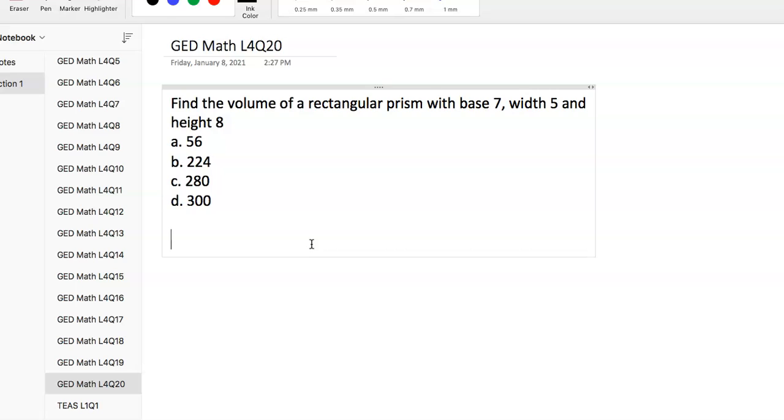Let's see here, what do we have left? Volume of a rectangular prism. Volume is a little easier. For volume of a rectangular prism, it's just base times height. The width we disregard, and we just know that we have a base of 7 and a height of 8. 7 times 8 is 56. There we go. That one's easier.